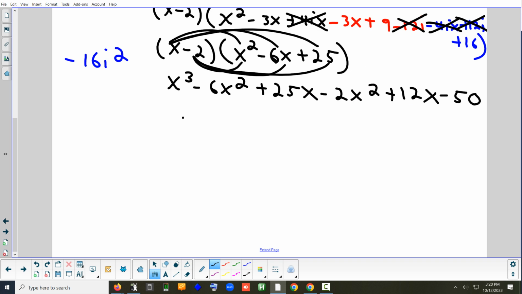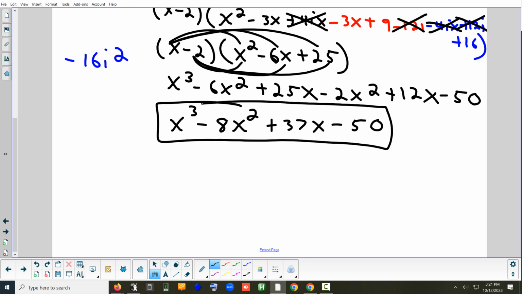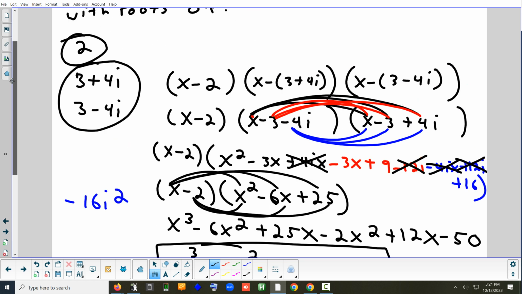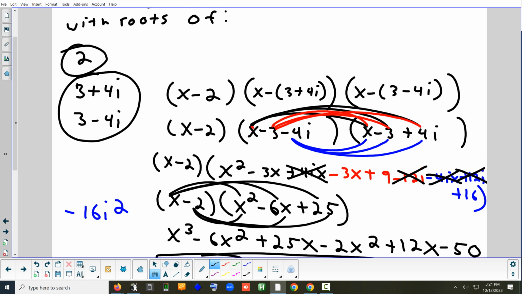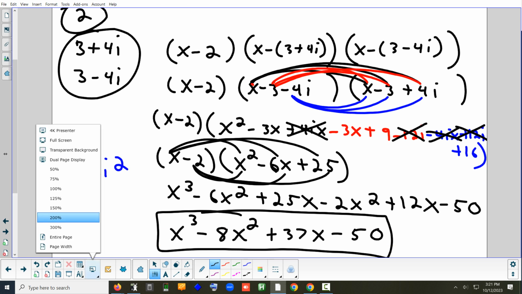So now we're ready to write our cubic polynomial. So it's going to be x cubed. What about the x squareds? Minus 8x squared. Yep. Plus 37x. Okay. Minus 50. So that is a polynomial that would have those three numbers as the roots. Okay. Any questions on it?